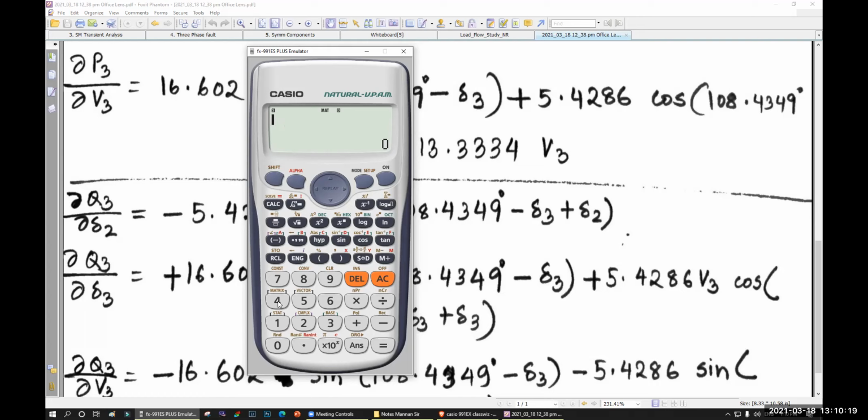Go to matrix data again. Matrix B now. Shift matrix, data, matrix B. Now the dimension should be changed, right? Number 1, matrix B, this one should be 3 by 1, right? Now it is all right. Can you see that?